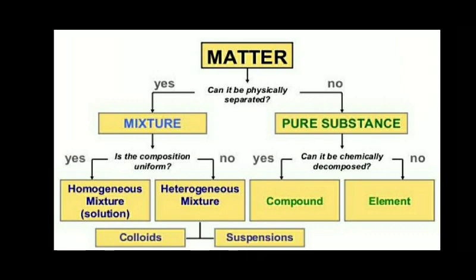We can broadly classify matter on the basis of its chemical composition and purity into two types, pure substances and impure, or mixtures. Mixtures can also be classified as homogeneous mixtures and heterogeneous mixtures, and pure substances can be classified as compounds and elements. Solution is an example of homogeneous mixture, and there are two types of heterogeneous mixture, colloids and suspensions.